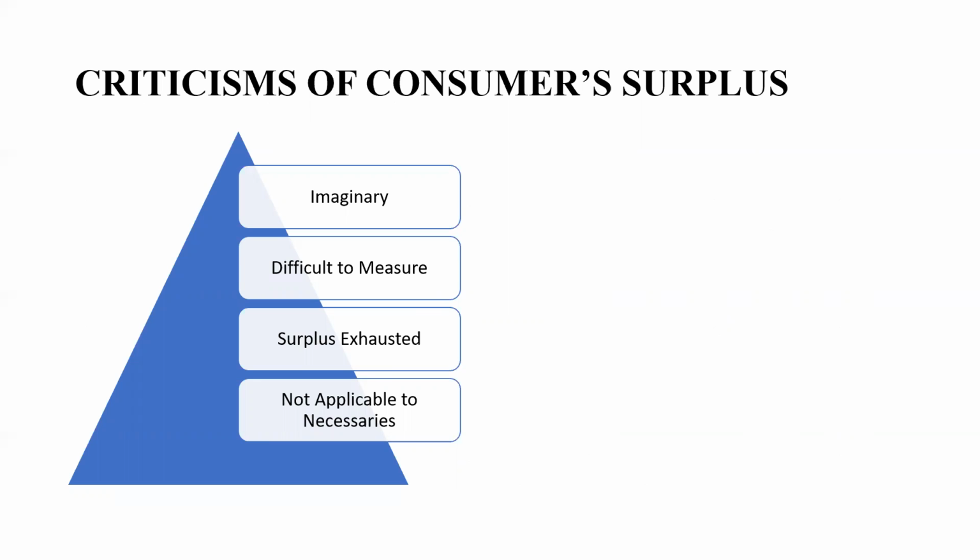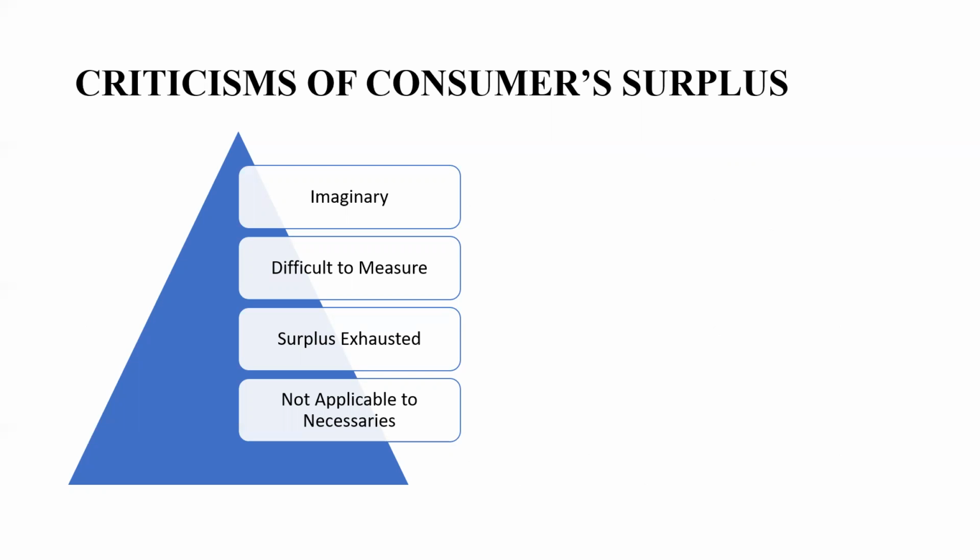Then the second one is difficult to measure. It is difficult to measure consumer surplus exactly. Different people are prepared to pay different amounts, right? So the third one is the surplus exhausted. It is pointed out that if the consumer knew that any such thing existed, he would go on buying more and more till the surplus utility he enjoyed disappeared.